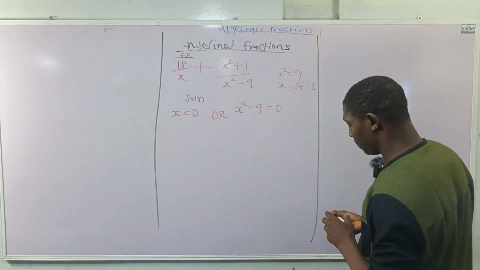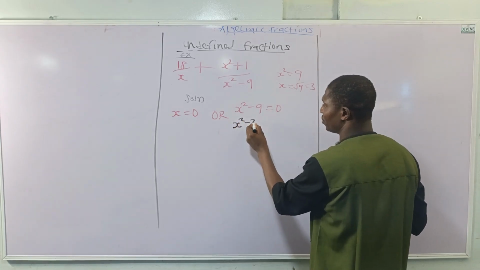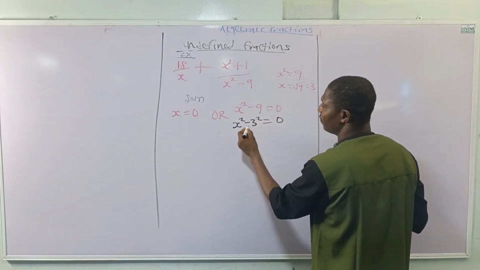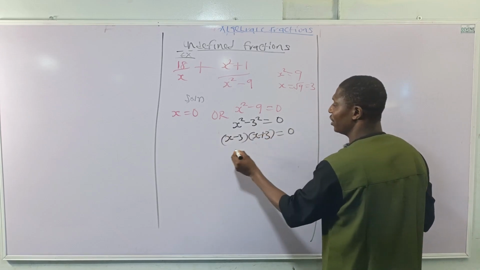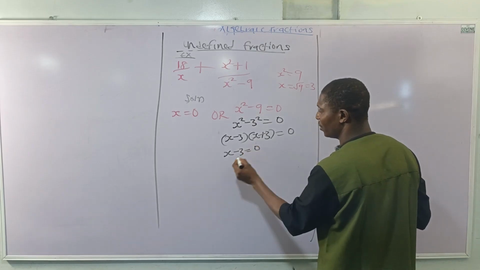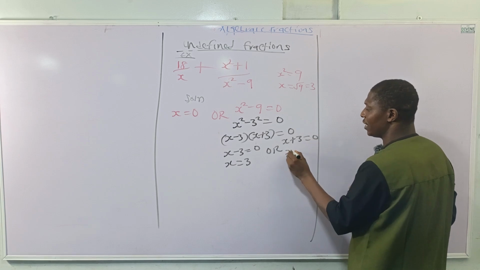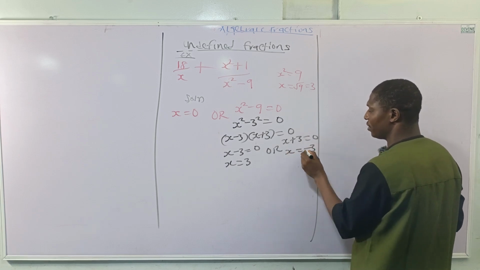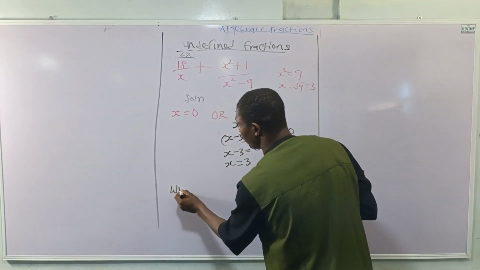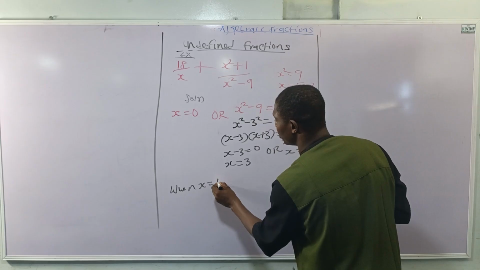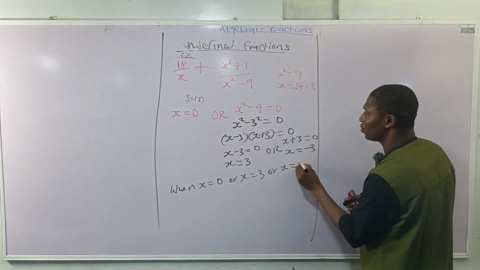2 values. Now, how do we do this? We can use difference of 2 squares, which is x squared minus 3 squared equals what? 0. And I'll have this as x minus 3 and what? x plus 3 equal to what? 0. This will give me x minus 3 equal to 0, giving me x equal to 3, or x plus 3 equal to 0, and x equal to 0 minus 3, which is what? Minus what? 3. So therefore, the expression is undefined when x is equal to what? 0, or x equal to what? 3, or x equal to negative what?